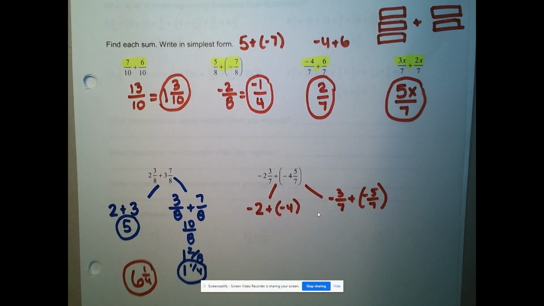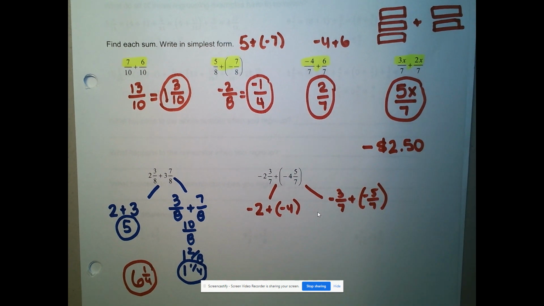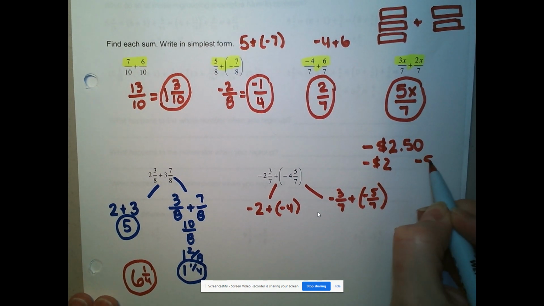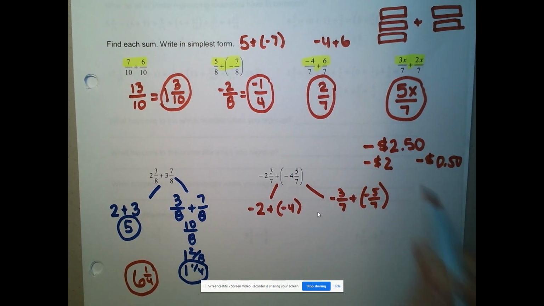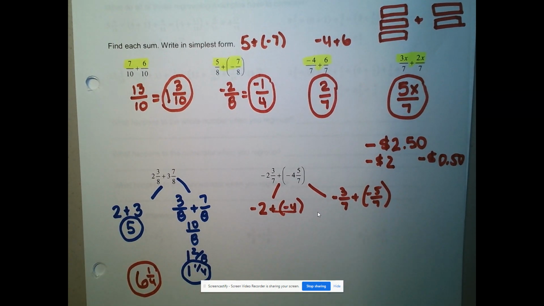Because if you said something like, I owe you $2.50, I owe you $2, and I also owe you 50 cents, they're both negative. So it's the same idea here. The integer, the whole number part, is negative, but the fraction parts are also both negative. So negative 2 and negative 4, same signs, gives us negative 6.